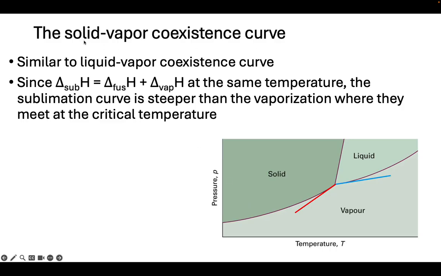And now you can also look at the solid-vapor coexistence curve down here, and it's also going to look kind of exponential because of the same reasons. It's going to follow that Clausius-Clapeyron equation.